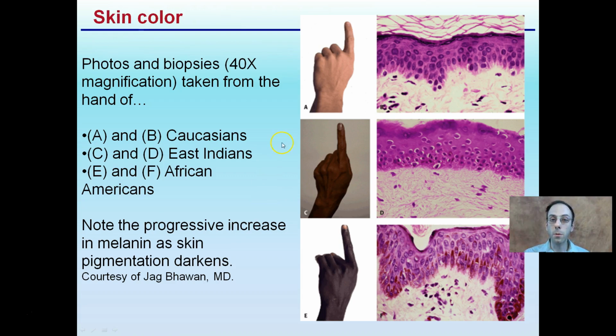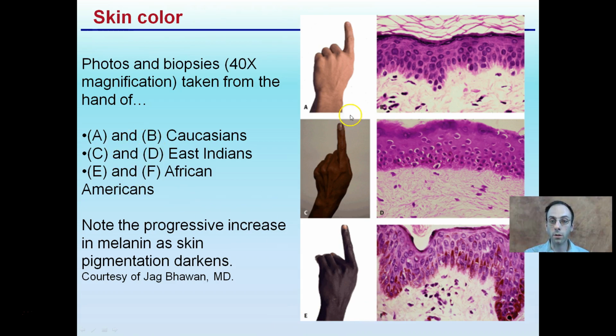So a little comparison between what we see, the macroscopic view and the microscopic view. So the photos show 40x magnification, and Caucasian skin here is A, and you may not be able to see it here, but B is located right here. This is a microscopic version of the skin. And we see C here for East Indians, and then D is located here. E is located here for African Americans, and then F here.